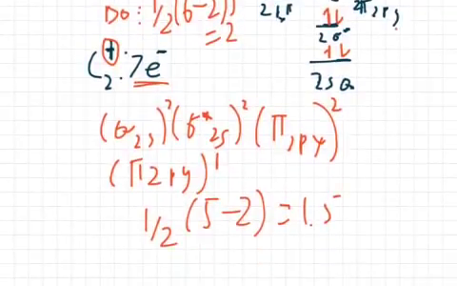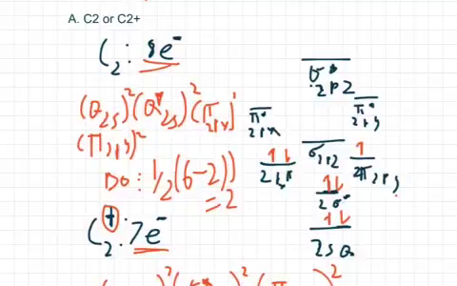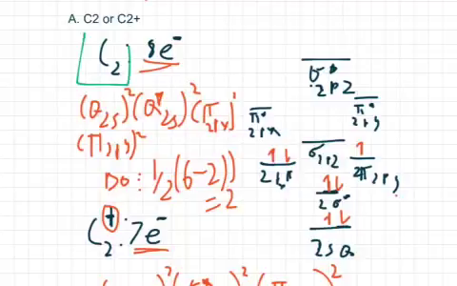Now, out of these two, C2 has a greater bond order because 2 is greater than 1.5, and because bond order is directly proportional to bond strength, we can determine that C2 has the stronger bond.